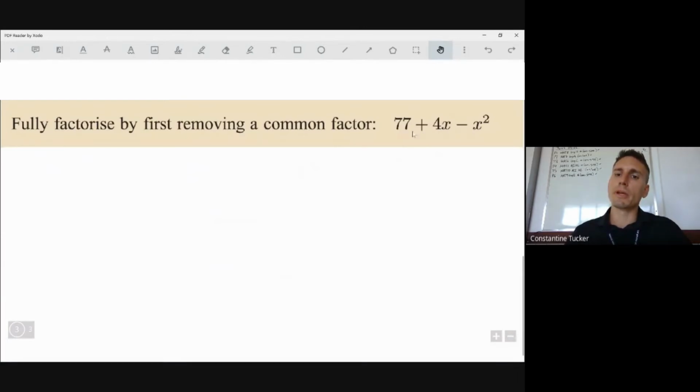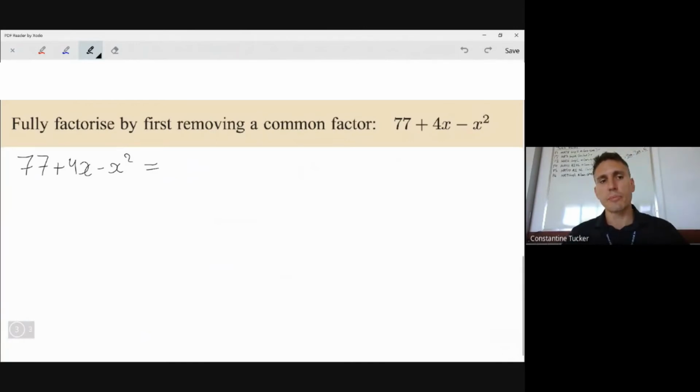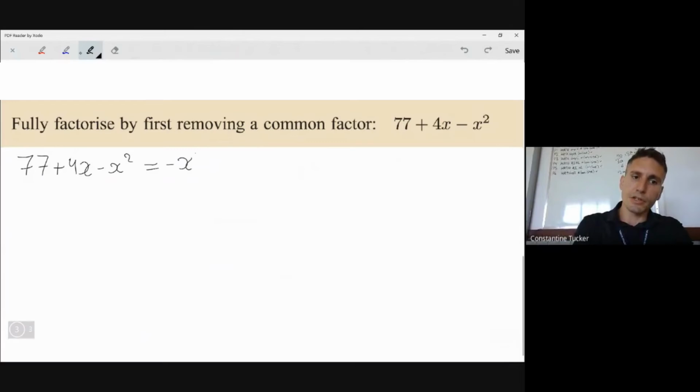Well, what I would recommend in these cases, firstly, rewrite this because the order is just not nice. We're not used to this kind of order, 77 plus 4x minus x squared. So feel free to rearrange the terms here, putting x squared in the first place, then the 4x, and then the 77. So here you would have minus x squared plus 4x, and then plus 77. So effectively, there's an invisible plus in front of the 77. So think about it this way.